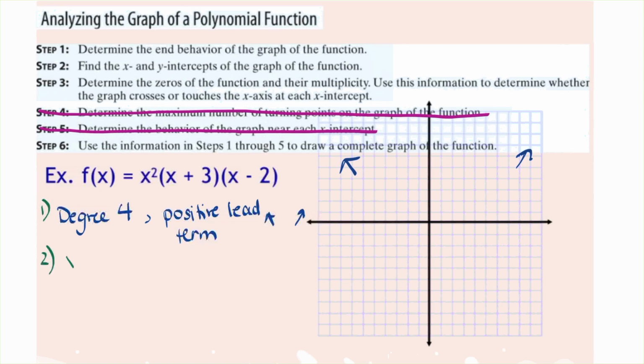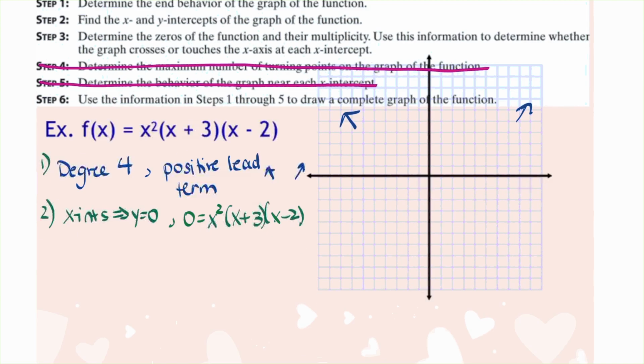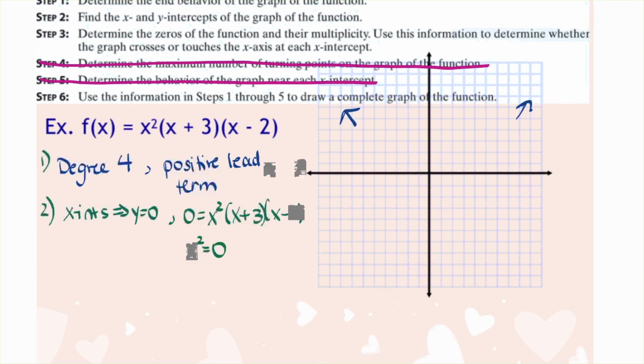We know the x-intercepts occur when y is 0. So if I write 0 equals x squared times x plus 3 times x minus 2, I can then set each of the factors equal to 0. To solve, I get x squared equals 0. We get a double root at x equals 0 because x equals 0 twice. Then I get a single root at x equals -3, and another single root at x equals 2. These are single roots.